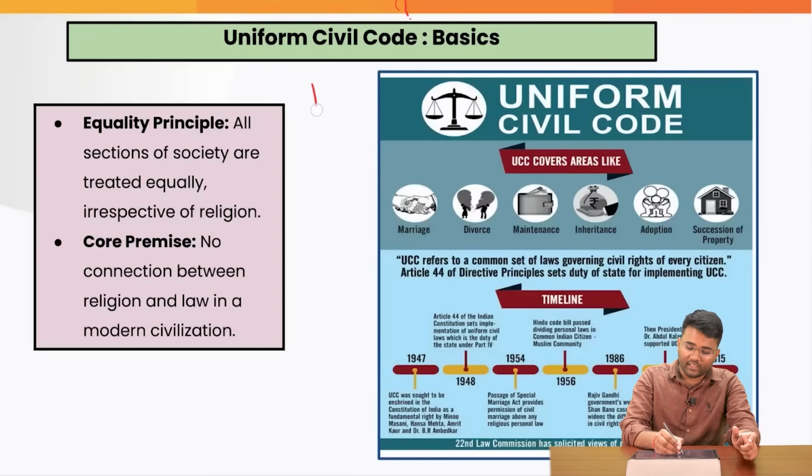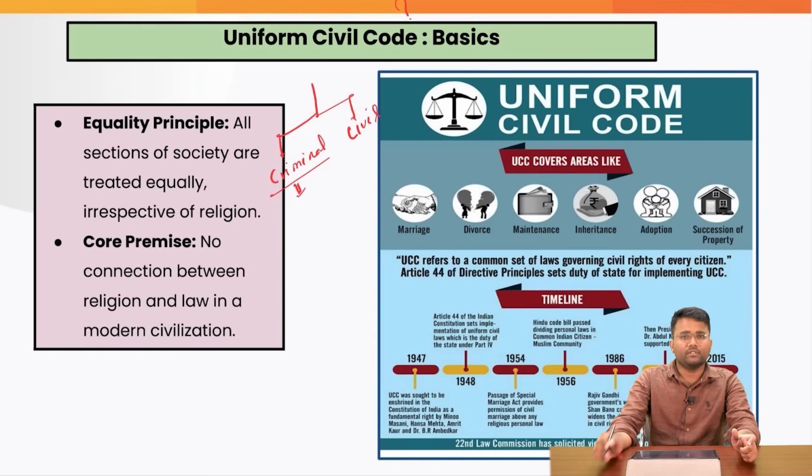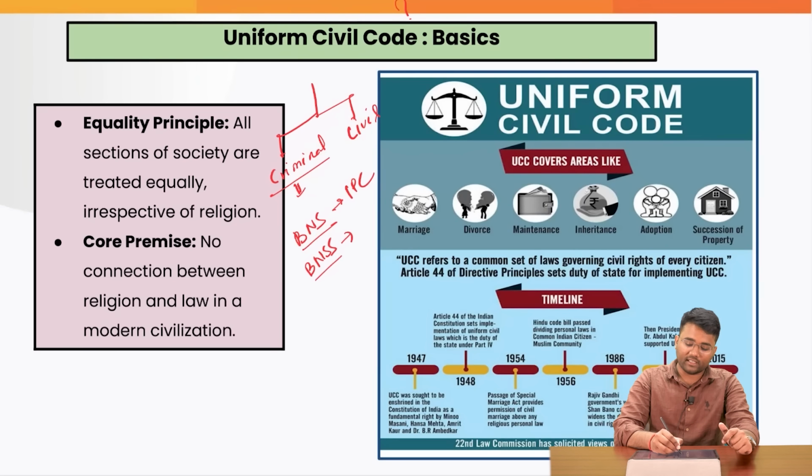If we see, in any country generally, there are two types of code. One is the criminal code and second is the civil code. If any person, or different persons belonging to different religions, are committing some crime, they will be subjected to the same code or same law. For example, in India, the Bharatiya Nyaya Sanhita or BNS, which replaced IPC, or Bharatiya Nagarik Suraksha Sanhita, which replaced CrPC, will be applicable to all the persons irrespective of the religion to which they belong.